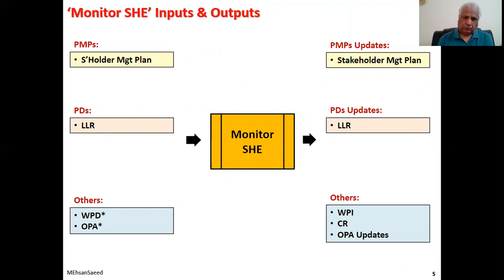These are the permanent inputs and outputs. In management plans, we of course require the stakeholder management plan, the permanent output in the form of lessons learned register, work performance data and OPA. And on this side, the data converting into information, WPI, the change request, and the rest are just the updates or amendments to the documents, which are inputs on the left-hand side.